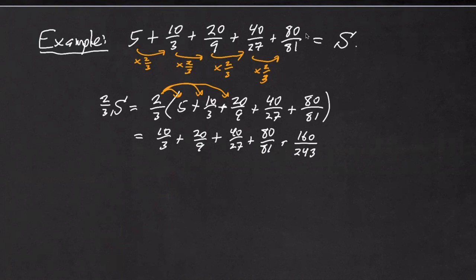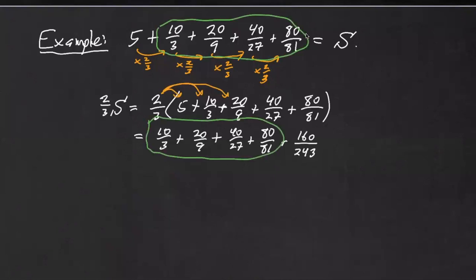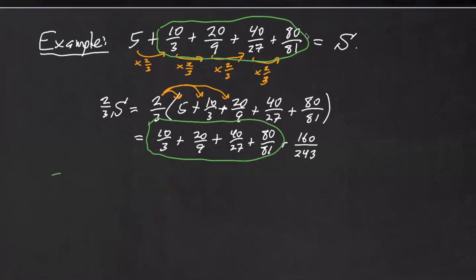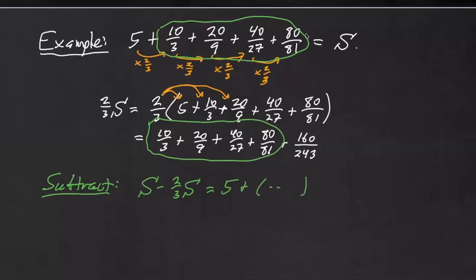But again, we have that thing where we have a lot of overlap. So S contains these 4 terms, and 2/3 S contains the same 4 terms. It's just one term off. So when we subtract, okay, I won't actually copy it this time. I'm just going to say, you can sort of see what happens when we do S minus 2/3 S. We get 5 plus all this stuff minus all this stuff minus 160 over 243.